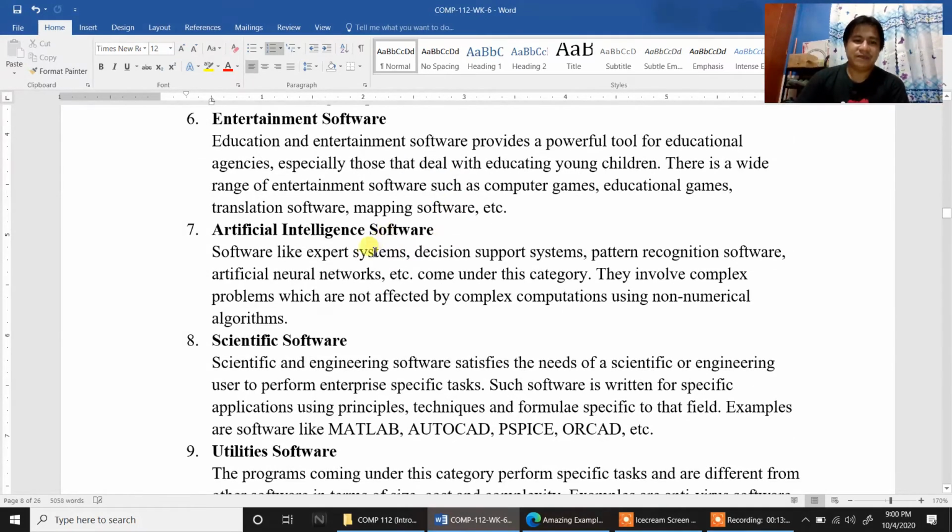And then we have the artificial intelligence software. These are the software that can predict or forecast with regards to the data that you have entered. For example, the decision support system. The computer can decide what would be the outcome, what would be the possible solution for the data that you have gathered. Pattern recognition, biometrics software, artificial neural networks, and etc. So those are the artificial intelligence software.